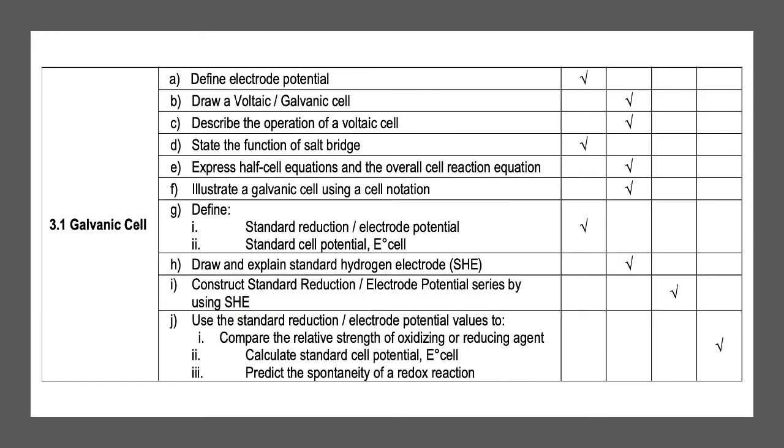There are 3 subtopics in this chapter. In the first subtopic, we are going to focus on galvanic cells. As you can see, we have 10 learning outcomes. In this video, I'm going to focus on the first 6 learning outcomes. So, let's learn about the galvanic cell.